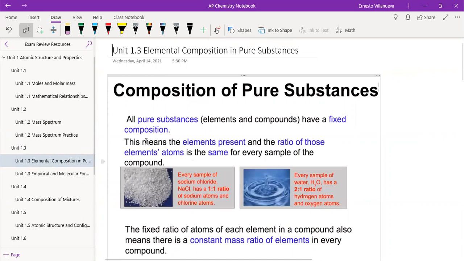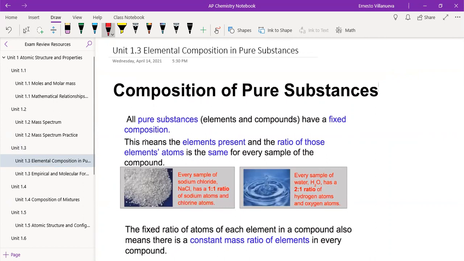So when we're talking about the composition of pure substances, basically all it's saying is that they have a fixed composition. It means it's all the same across the board, right? The elements present and the ratio of those elements is the same for every sample of the compound. So if I have a sample of salt on one hand, and I get salt from a different source, they're both going to have the same chemical composition.